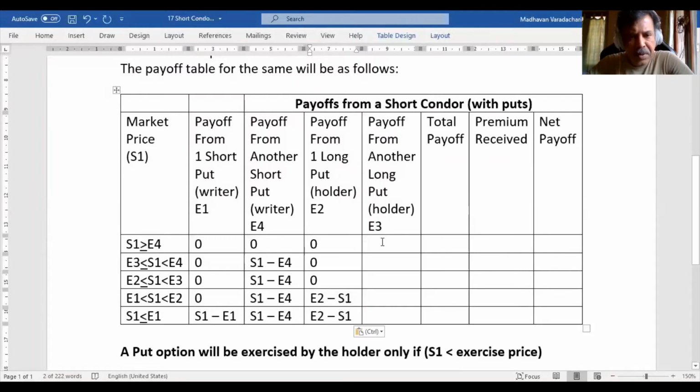It's all put options. Okay. Market price is larger than the largest exercise price. I am the holder. I won't exercise. Market price is larger than my exercise price. I won't exercise. Market price lesser than my exercise price. I will exercise. My profit will be E3 minus S1. Market price is lesser than E2, which means it will be lesser than E3 also. I will exercise. Market price is lesser than least exercise price, which means it will be lesser than my exercise price also. I will exercise.